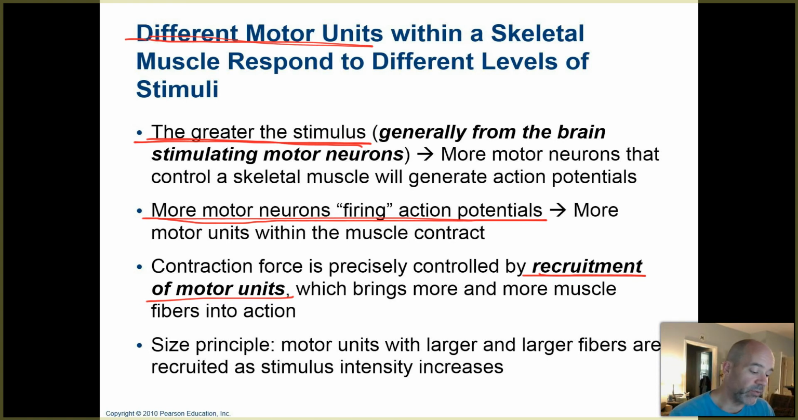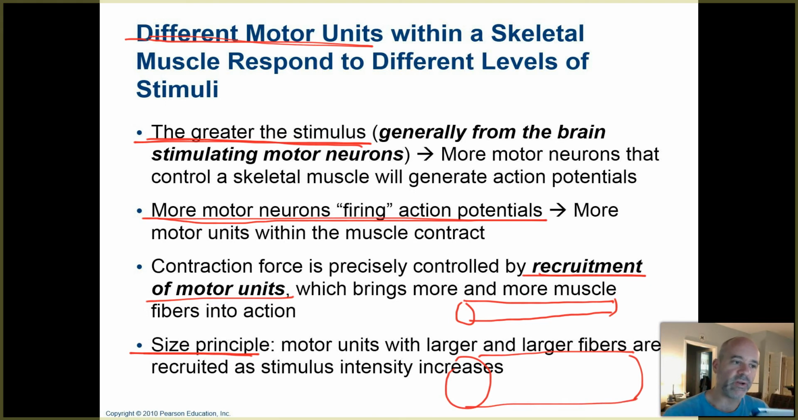The size principle plays a role here as well. And this just kind of sounds like common sense. Muscle fibers are not all the same size. So muscle cells, some of them will be skinnier and others will be wider.